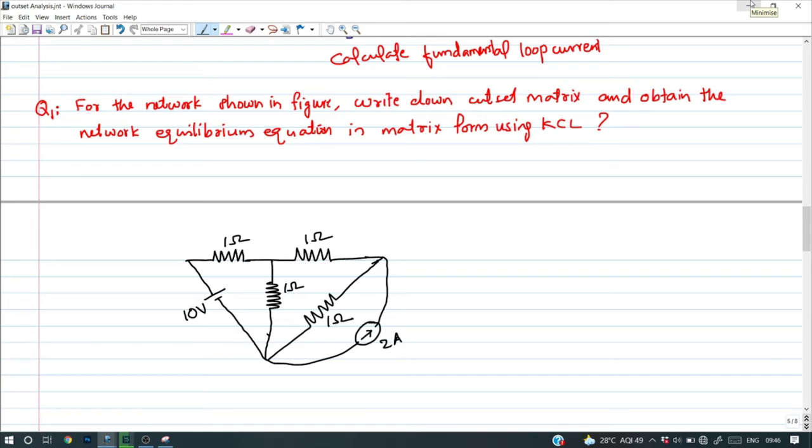Now we can do a simple problem in order to get more clarification about this analysis. For that, let's consider the network shown below. Here we need to find the cut set matrix and obtain the network equilibrium equation in matrix form using KCL. Let's see that one. So this is our network. For this network, first of all, we need to build a graph of this network.